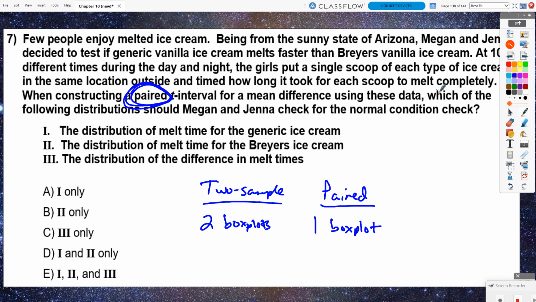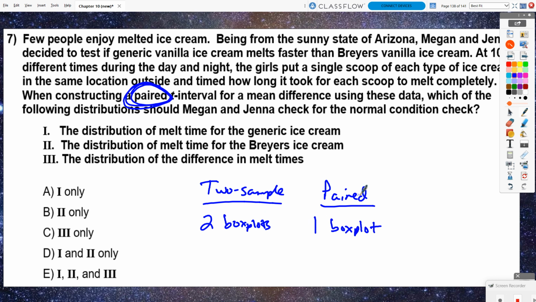So they were pairing together each type of ice cream at the same time using the same conditions. They weren't just going outside and doing just Breyers and seeing how long it took, 10 separate scoops, and then going somewhere else, or even the same location, and doing 10 scoops of the generic ice cream. But they were wanting to pair up a scoop of each type at the same time in the same location and time to see what the difference was in how long it took one to melt versus the other.